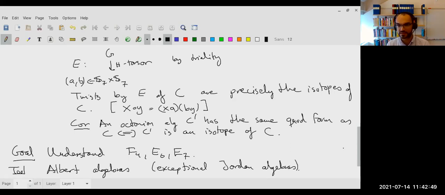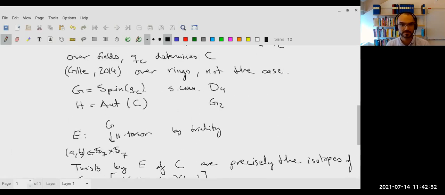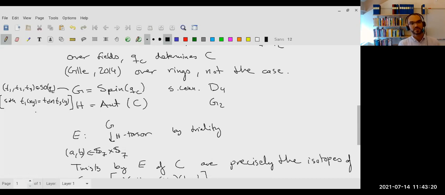So the spin group has a convenient realization as the set of triples T1, T2, T3 in SO of QC, such that T1 of XY equals T2 of X times T3 of Y. And that was essentially the realization that we used. The principle of triality. So that was why we used the spin group. Okay. Thank you.